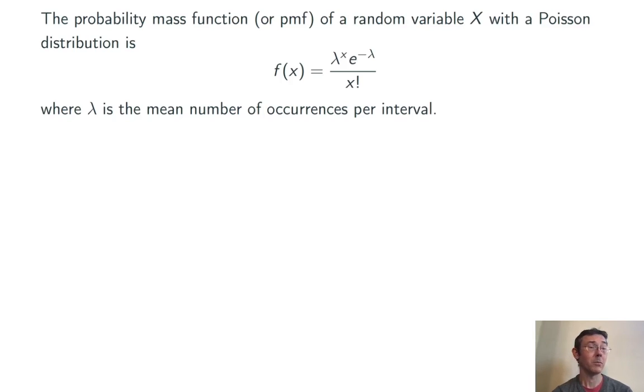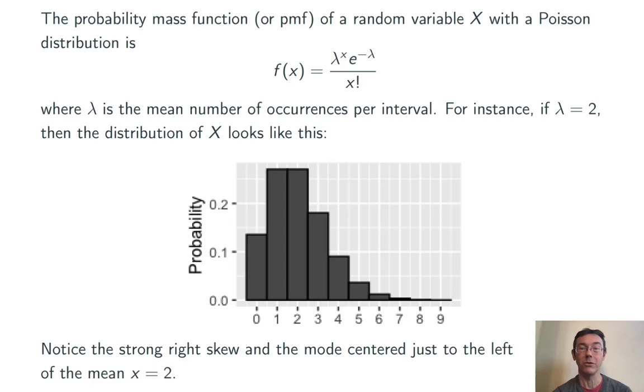Lambda to the x times e to the negative lambda over x factorial, where lambda is a parameter for this distribution representing the average number of occurrences per interval of time. So what we're doing here is plugging in the number of occurrences that we're interested in, 0, 1, 2, 3, and so on, and getting back the probability of getting that many occurrences in the specified interval. For instance, if lambda is 2, then the distribution of x looks like this.